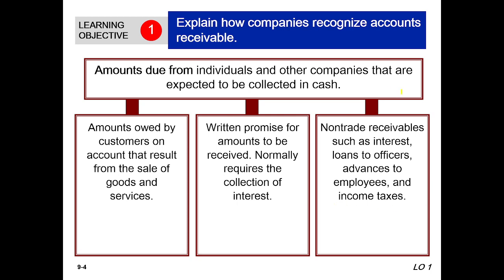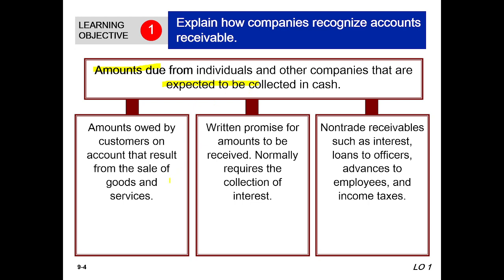Learning objective: explain how companies recognize accounts receivable. Amounts due from individuals and other companies that are expected to be collected in cash. That means amounts due when we sell our goods on credit. Individuals or other companies can purchase our goods, and this amount is expected to be collected in cash.